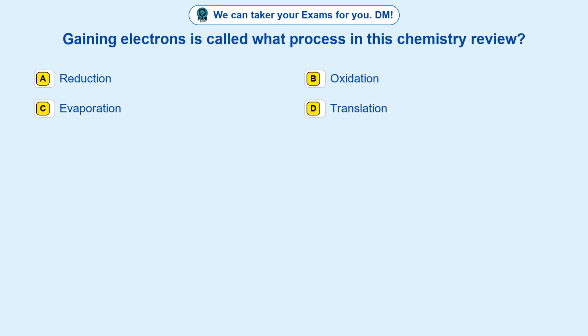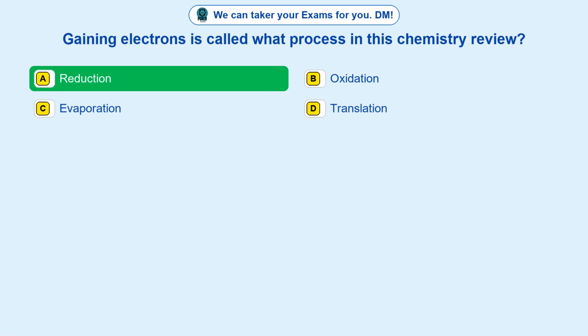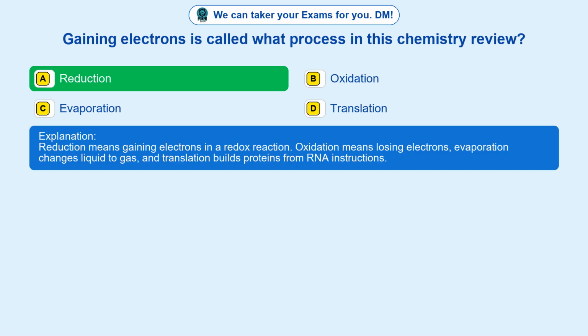Question 44. Gaining electrons is called what process in this chemistry review? Option A, reduction. Option B, oxidation. Option C, evaporation. Option D, translation. The correct answer is option A, reduction. Reduction means gaining electrons in a redox reaction. Oxidation means losing electrons, evaporation changes liquid to gas, and translation builds proteins from RNA instructions.